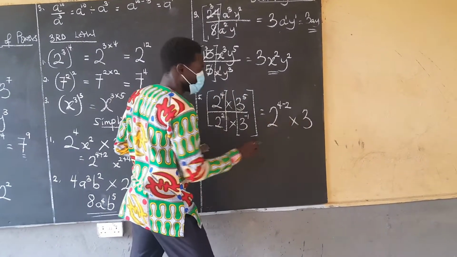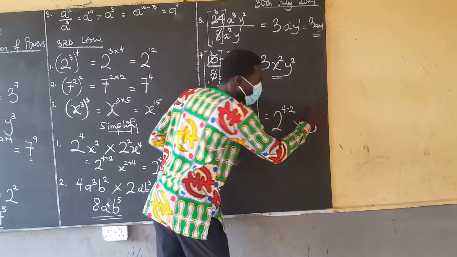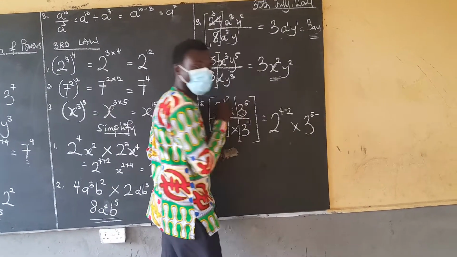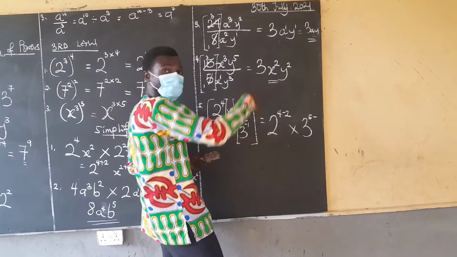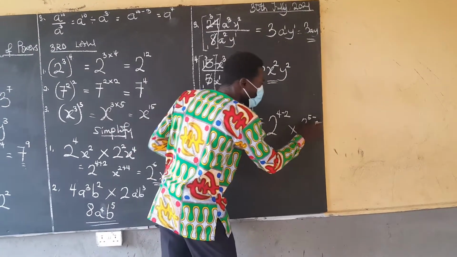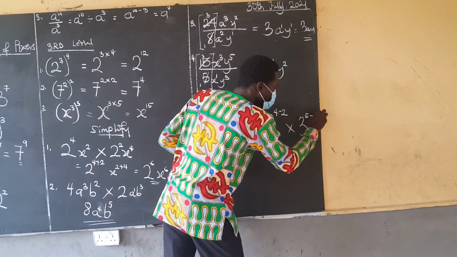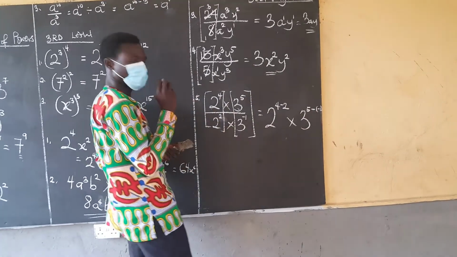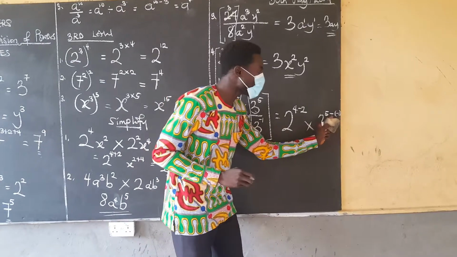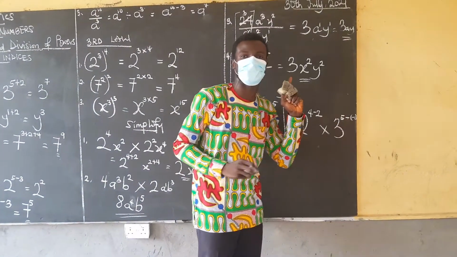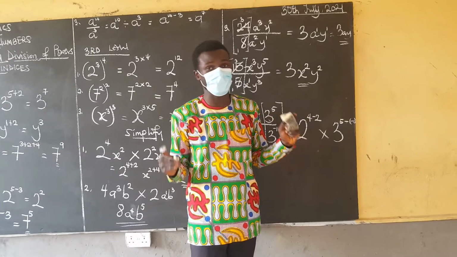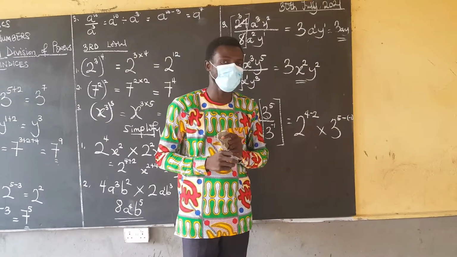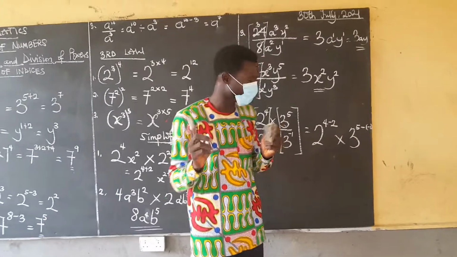Pick 1 base, subtract the powers, 5 minus, you subtract the power, but remember that the power here is negative 1. So 5 minus negative 1, which is the power here. So if you don't take care, you might think that the negative is the subtraction, and you will get it wrong. So in mathematics, you have to be very, very careful when we are dealing with the negative signs.